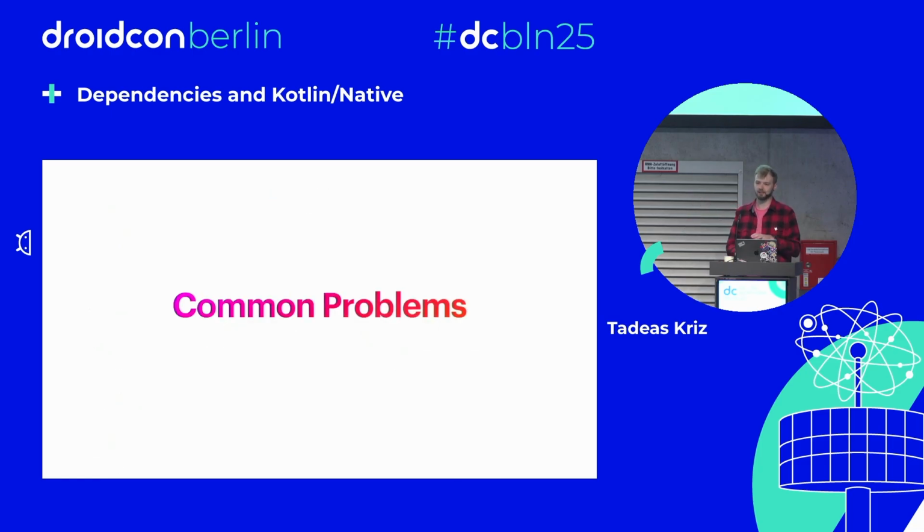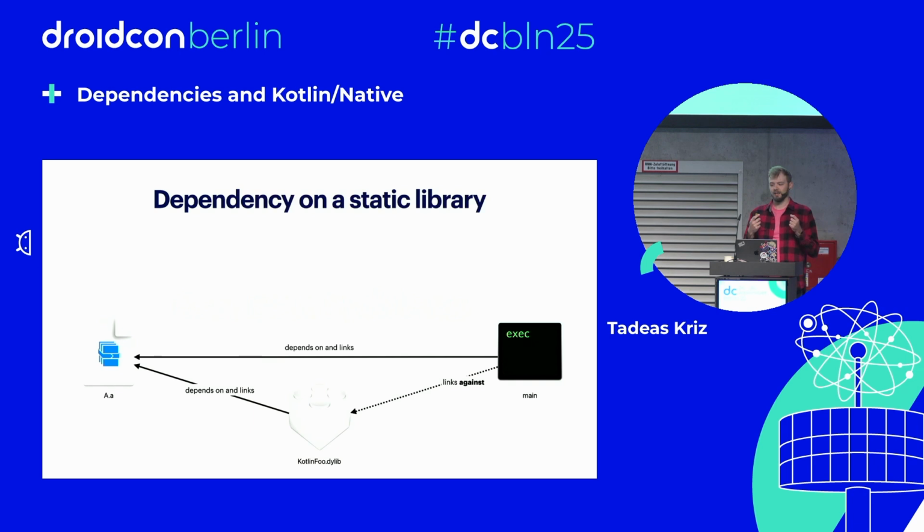And with that, let's take a look at common problems that look at that dependency problem. We'll start with depending on static library. If you remember, I mentioned that dynamic libraries can depend on other dynamic libraries. It's not so for dynamic libraries depending on static libraries, because dynamic libraries include static libraries.